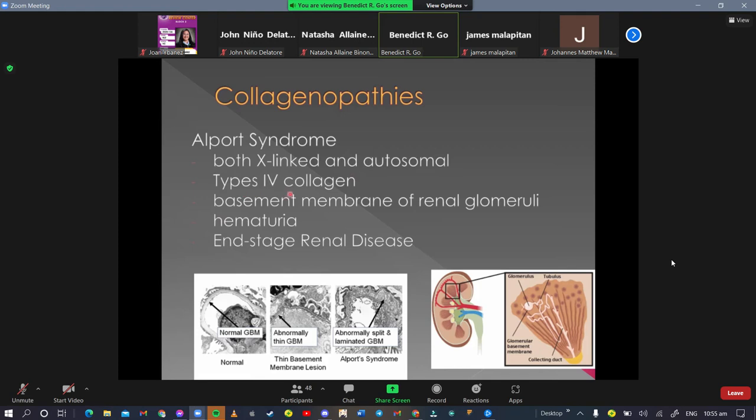As we mentioned earlier, you find type 4 collagen in the basement membrane of your renal glomeruli. So the organ system is the renal system, the kidney. You'll have hematuria as well as end-stage renal disease as a late sequela.